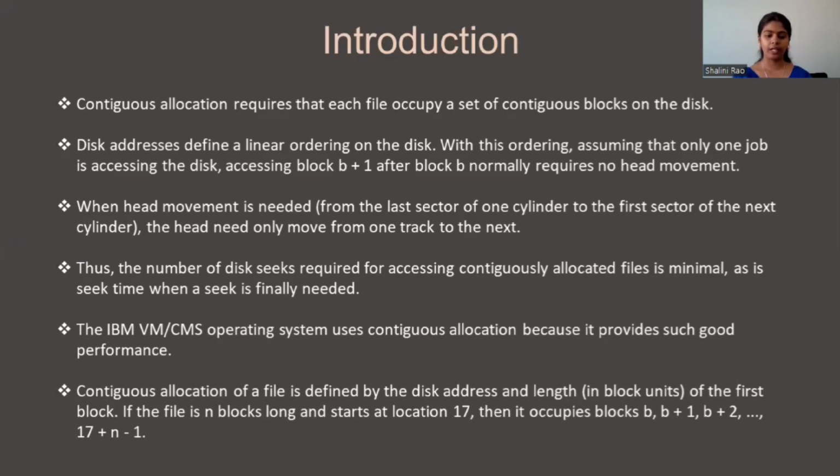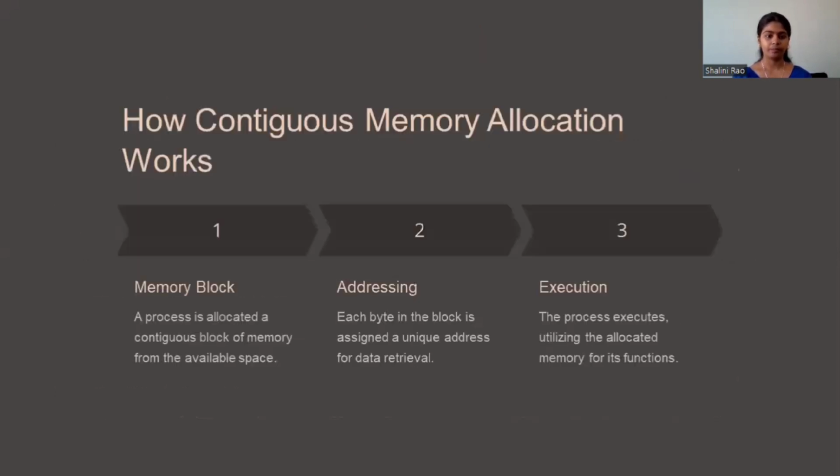Contiguous allocation of a file is defined by the disk address and length in block units of the first block. If the file is n blocks long and starts at location B, then it occupies blocks B, B plus 1, B plus 2, till B plus n minus 1.